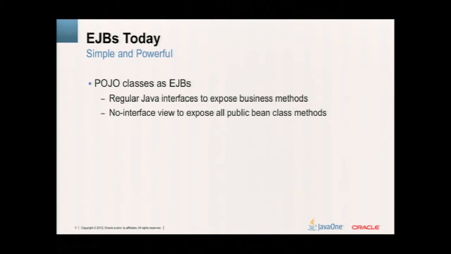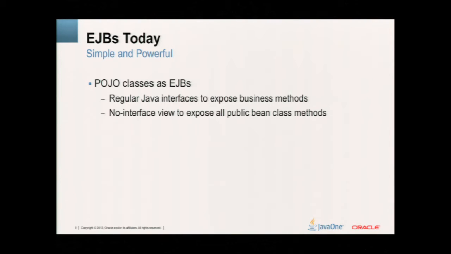Now, from a client programming model too, it's fairly simple. You can either dependency inject your type of the EJB, which will be the interface, or if you want, using the bean class itself, then that would be the type for no interface view. And if you're doing a JNDI lookup, it's pretty much the same. You still expect the same type. You can do the lookup.